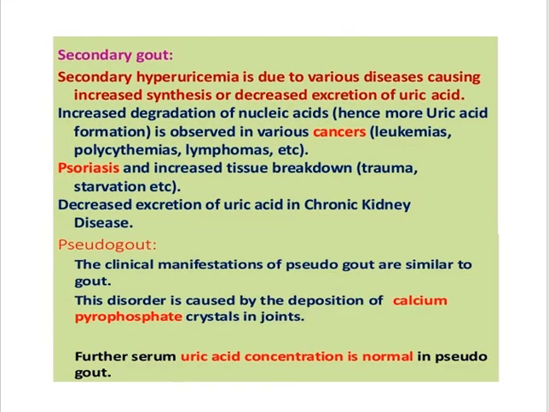The other type of gout is secondary gout. In secondary gout, the hyperuricemia is due to various diseases which cause increased synthesis or decreased excretion of uric acid.